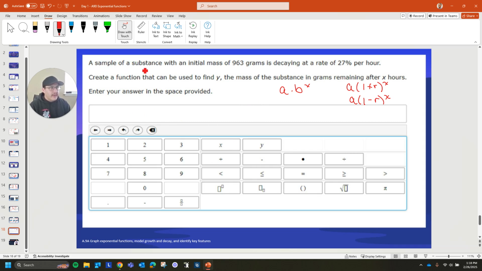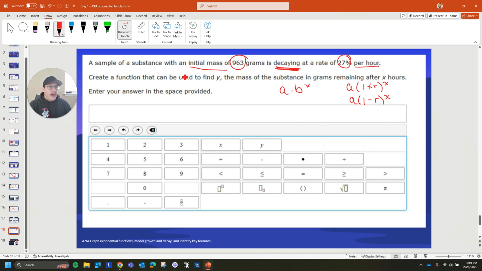A sample substance with an initial mass of 963 grams is decaying at a rate of 27% per hour. Create a function that can be used to find y, the mass of the substance in grams remaining after x hours. Enter your answer in the space provided. So decaying gives you a clue. Decay means there's an exponential equation that you're going to have to create, and more importantly, you're going to use the minus version, the 1 minus r part of the decay formula.